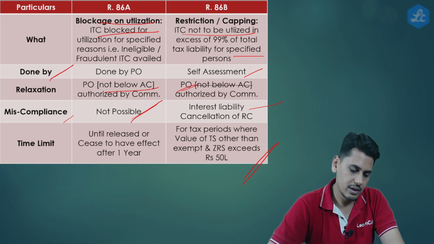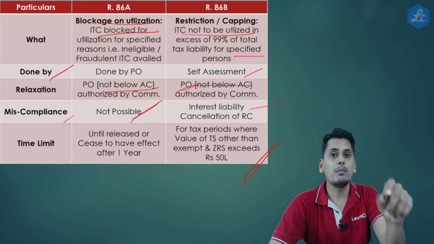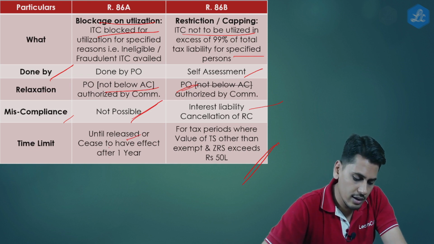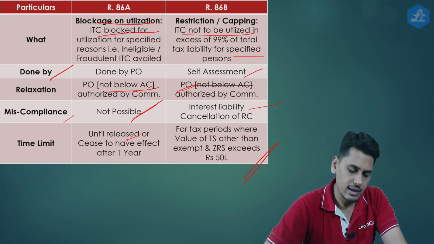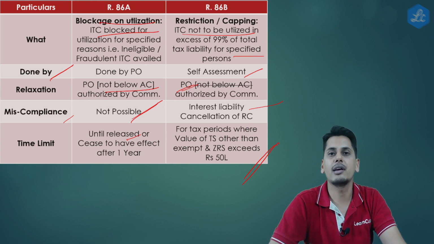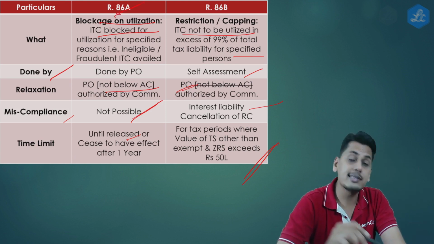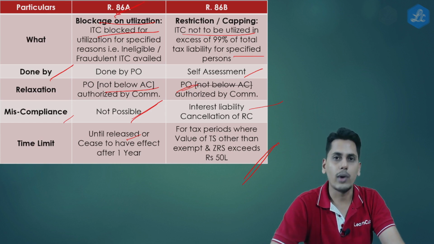Time limit. Here, 86A blockage will be there until it is uplifted by the officer, or if it is not uplifted by the officer, it will cease to have effect after a year. So the maximum time 86A is going to pinch you is going to be 1 year.